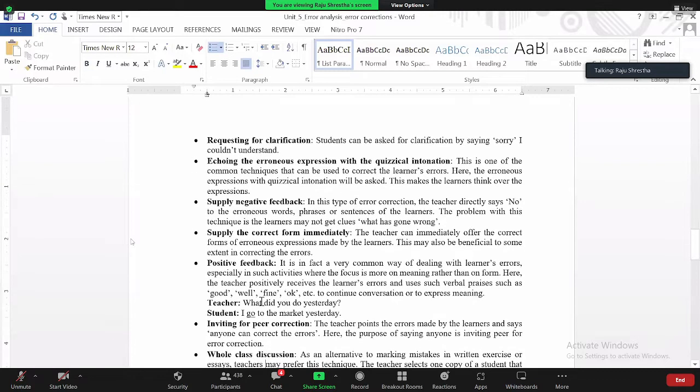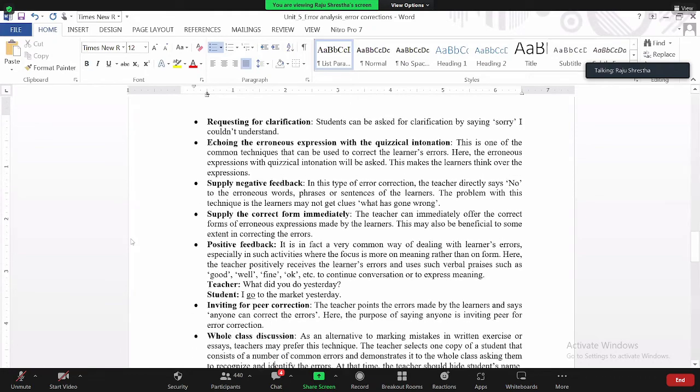Inviting correction: anyone there to check the sentence expression? We ask the peers. The teacher points out the errors made by the learners and says, anyone can correct the errors. So asking the peers.